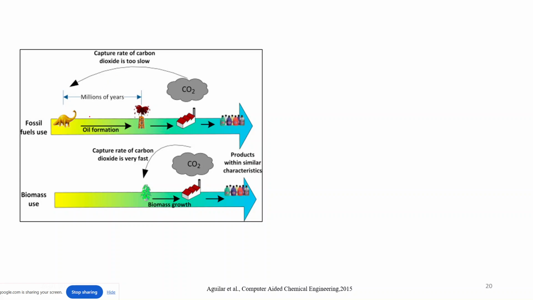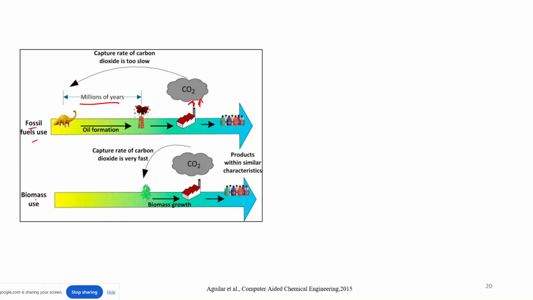So you can see that the rate of carbon capture is too slow in this process when we use fossil fuel. Fossil fuel itself took a lot of time to generate, millions of years for this fossil oil to form. Then we are utilizing it for industry and other uses, and we are emitting CO2. Now how are we going to sequestrate this CO2 and produce valuable chemicals? This whole process is very slow.